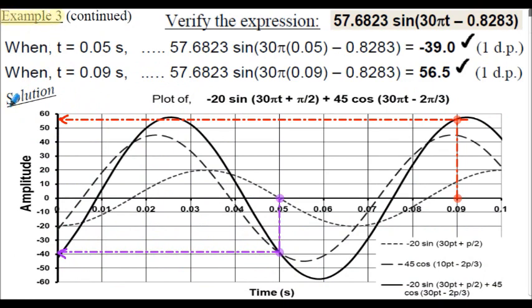Example 3, solution continued. I'm now going to try and verify the expression we derived on the previous slide, repeated here for convenience, by choosing a few arbitrary values of t. So for example, when t is equal to 0.05 seconds, simply insert the value of t into the expression, and that produces an answer of negative 39 to 1 decimal place. If we review the graph shown here below of the resultant waveform, that's the solid line on our graph as before, we can see that for a value of t of 0.05 here, we have something in the region of negative 40, so negative 39 would seem reasonable from our calculation.